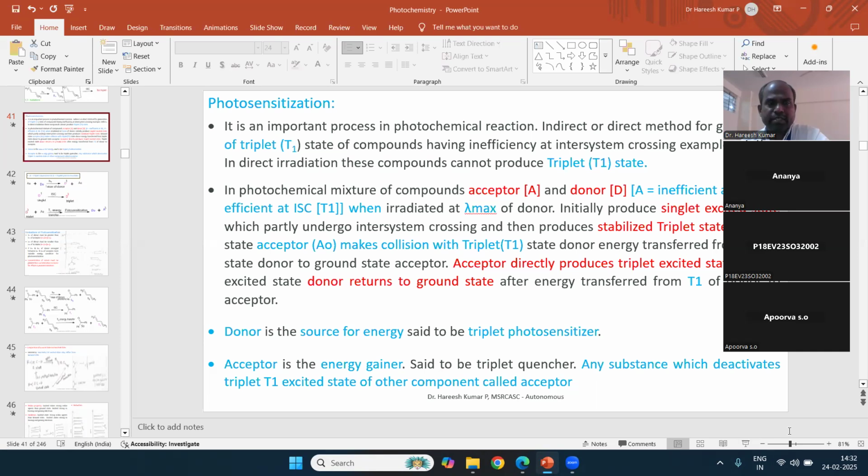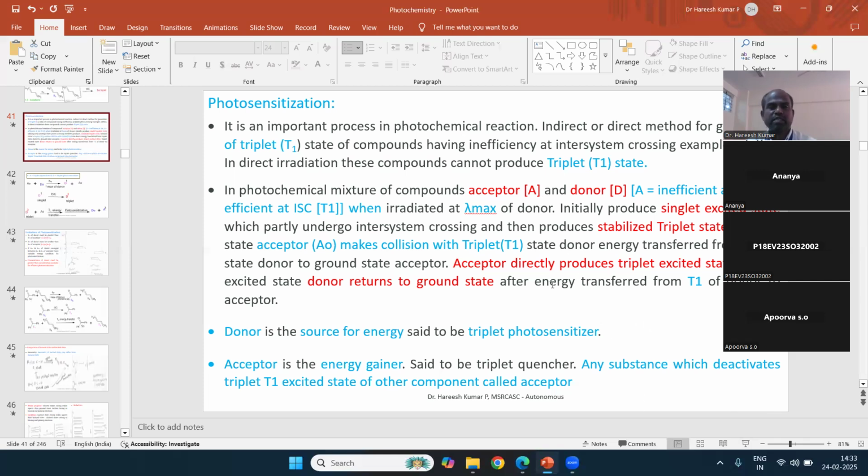Okay, we'll start with photosensitization. Photosensitization means, as you are aware, carbonyl compounds on direct irradiation go to the triplet state via singlet one. Whereas olefins do not go to the triplet state, because the excited state products of the triplet state are different from those of the singlet state excited molecules. So it is possible to convert olefins to the triplet state with the help of a photosensitizer.